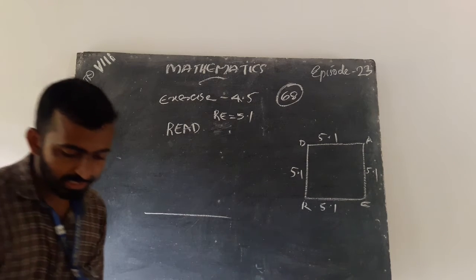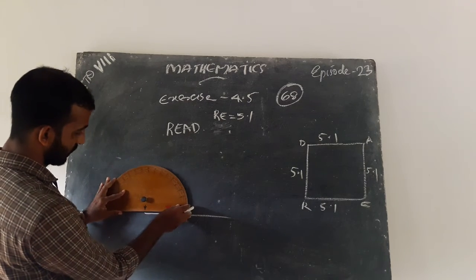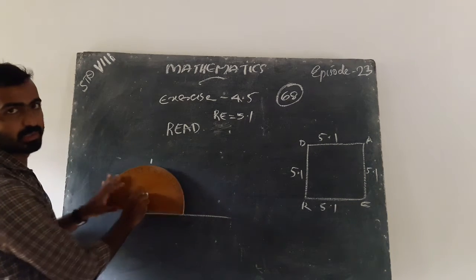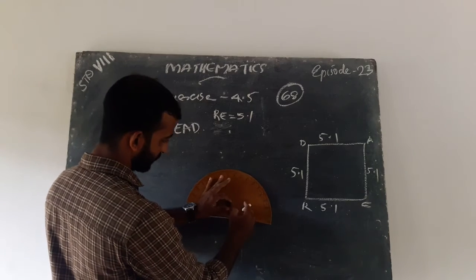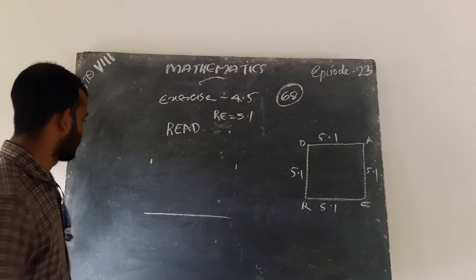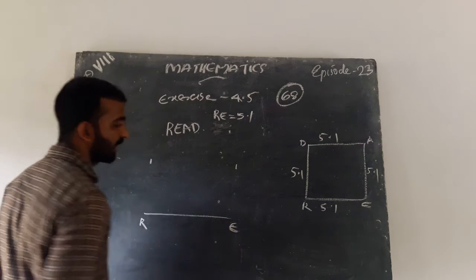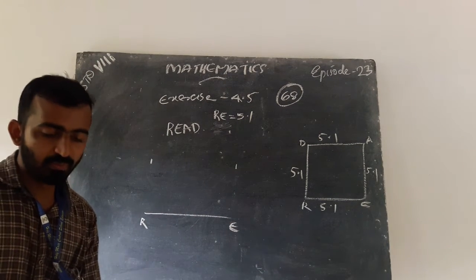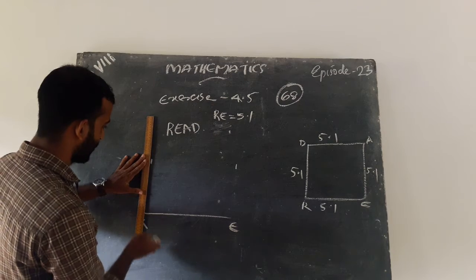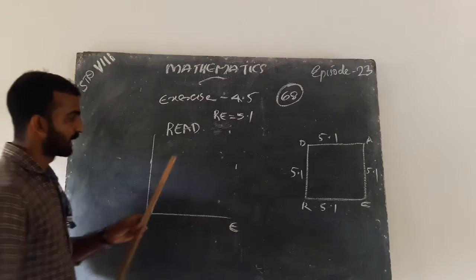And we denote 90 degree, and here also. Here also. That is RE. And we draw the perpendicular line. That is, perpendicular line means making an angle of 90 degrees. Here also.